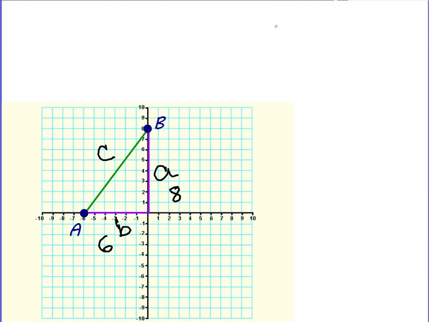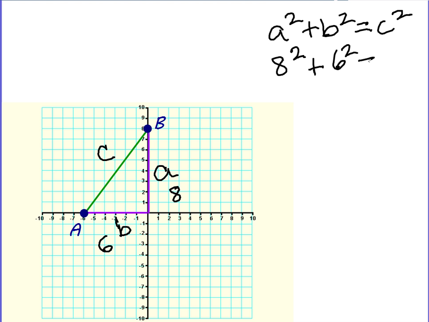So now we're going to put that into the Pythagorean Theorem. A squared plus b squared equals c squared. One of our legs is 8. One of our legs is 6. 8 times itself is 64. What's 6 squared, or 6 times itself? 36.